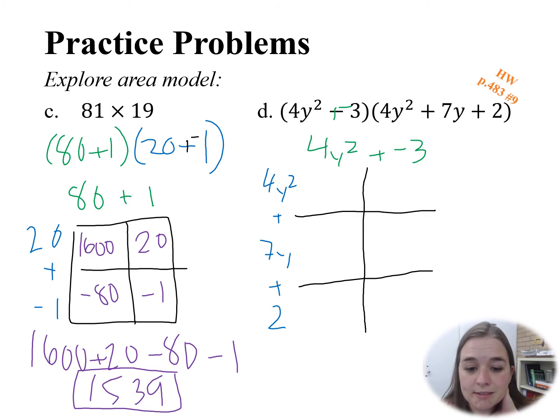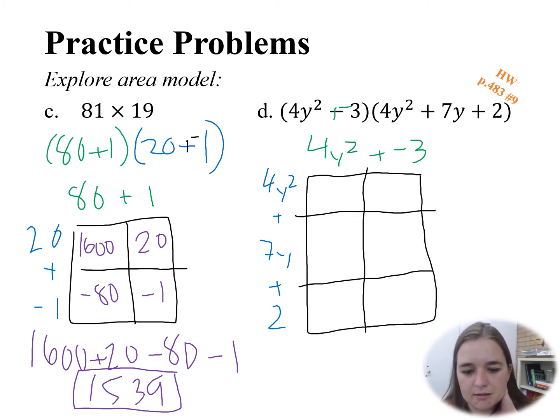What you should notice is this time we're going to wind up with 6 pieces in our box because I have 2 in the first expression and 3 terms in the second. So now my steps follow the same. I get 4y squared times 4y squared, which using my wonderful exponent rules that I learned in the last chapter gives me 4y to the power of 4. 4y squared times a negative 3 is a negative 12y squared.